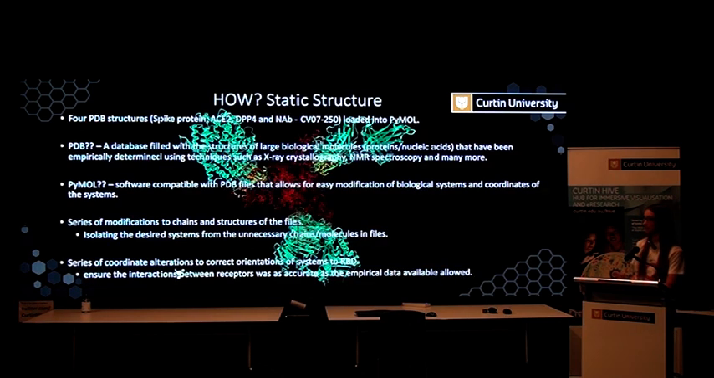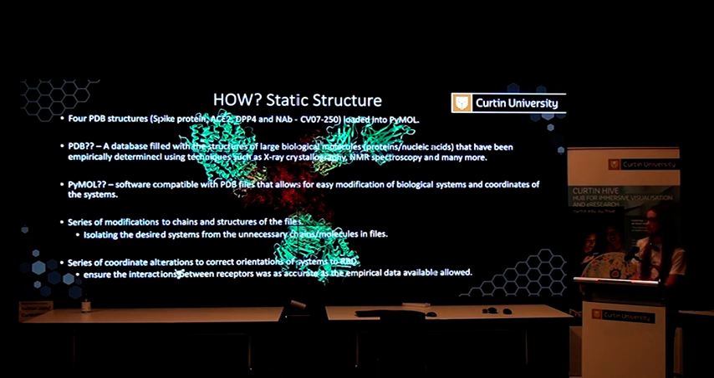So how do we do the static structure? We had 4 PDB structures, one for the spike protein, one for the ACE2, one for the DPP4, and one for the antibody. And these were loaded into PyMol. PDB is basically a database filled with structures of large biological molecules, and these have been empirically determined using different techniques such as X-ray crystallography and NMR spectroscopy, and a few more.